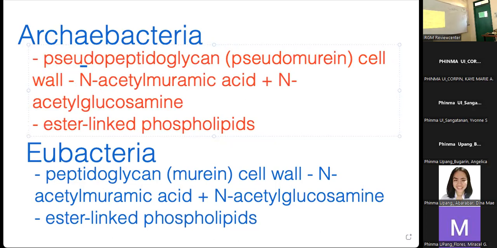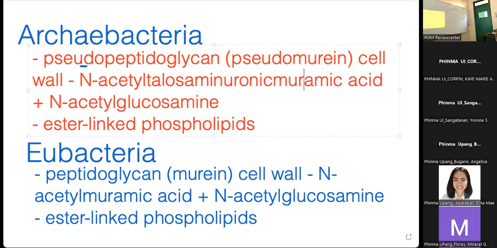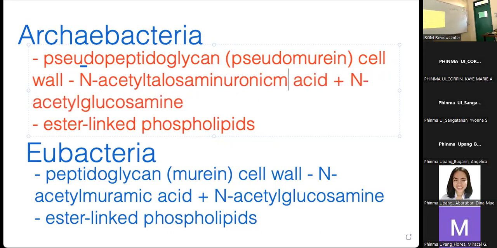it is also known as your pseudomurein. Okay? So remember yung term na murein, no? Very important yan. Now, instead of having N-acetylmuramic acid and N-acetylglucosamine, what is present in your archaebacteria are N-acetyltalosaminuronic acid and N-acetylglucosamine. All right?